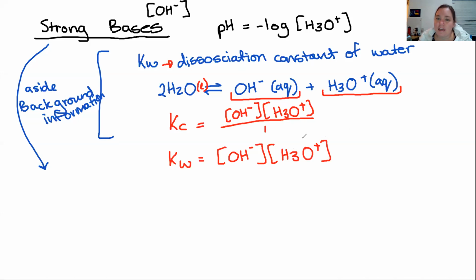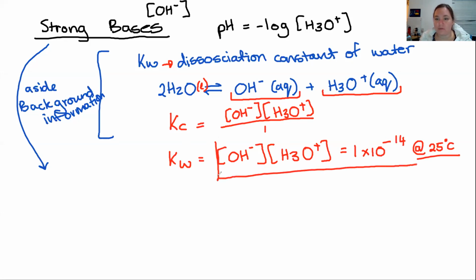Just like any other equilibrium constant, we can determine what the value for this is at any specific temperature. What we find is that this value is equal to 1 times 10 to the minus 14. Remember, equilibrium constants don't have a unit, provided we are at 25 degrees Celsius. For almost all of the questions you get asked on pH, we assume it's 25 degrees Celsius unless they tell us it isn't, so you can always use this relationship unless they tell you that you can't.